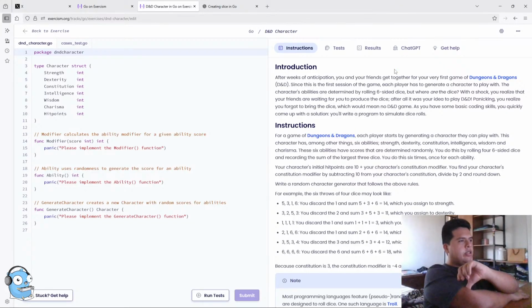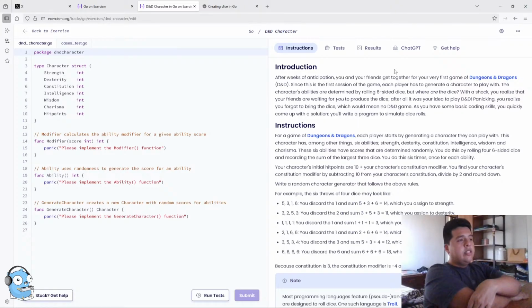Your character's initial hit points are 10 plus the character constitution modifier. You find your character constitution modifier by subtracting 10 from your character constitution, dividing by 2 and rounding down. Write a random character generation that follows the above rules.